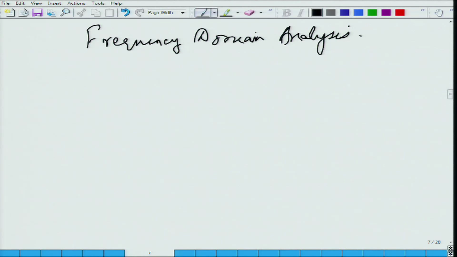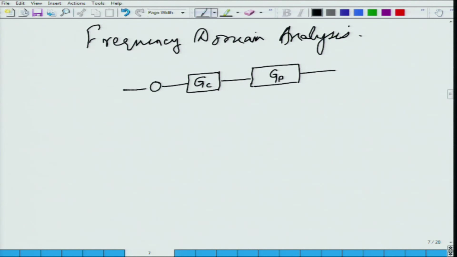Now let us say I still have a process. Even though that process may have dead time, let us say I have got a process with a controller, and let us say I have got a set point, same system. Now of course I need a switch here, which will be very useful.